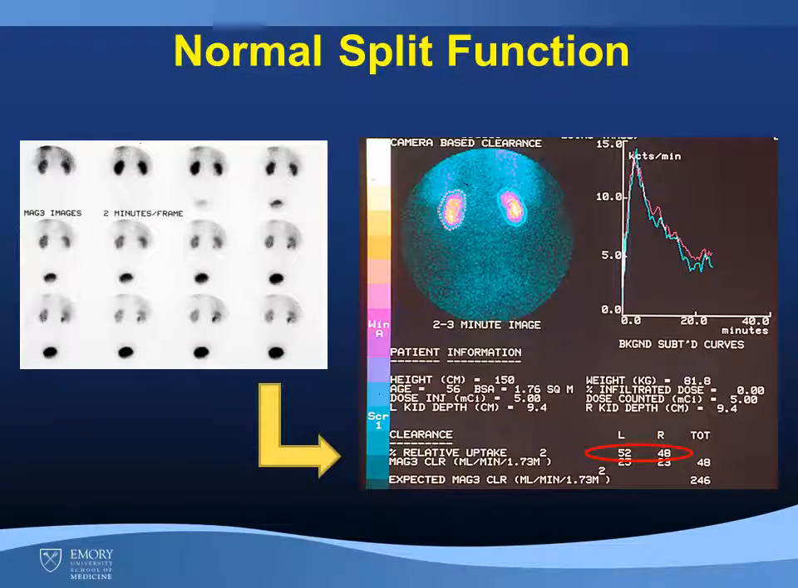So here's a patient with normal split function. And this is on an older system, but first, just look at the images. And we could see the renal activity is about equal. And when we look at the curves, they're about equal. And the relative uptake indeed is 52% on the left and 48% on the right.